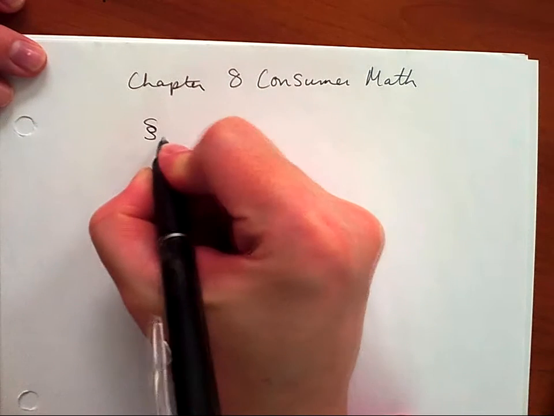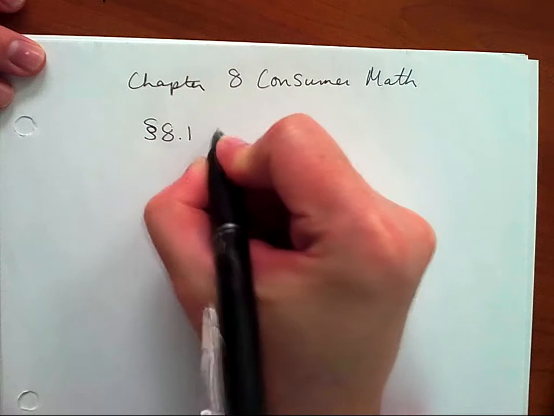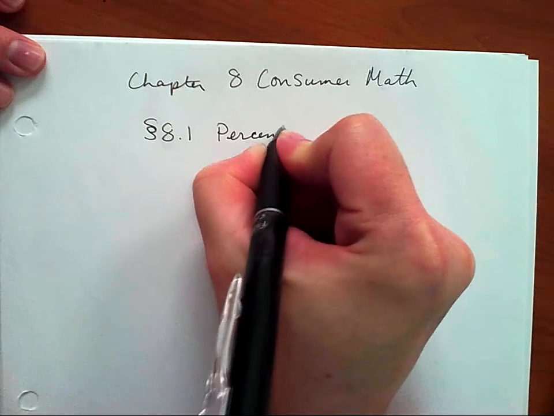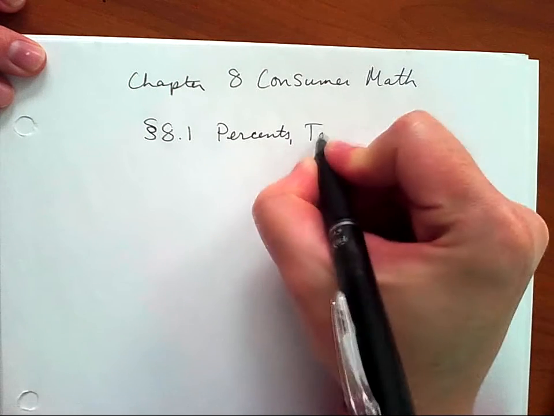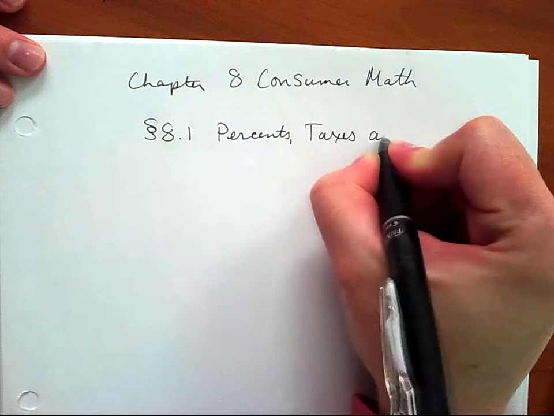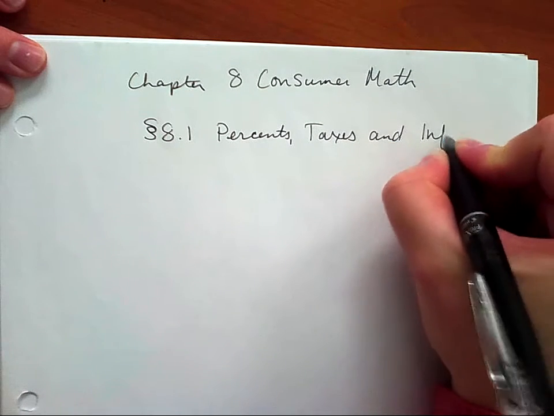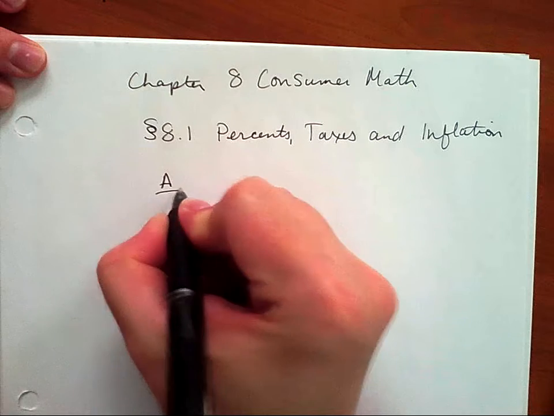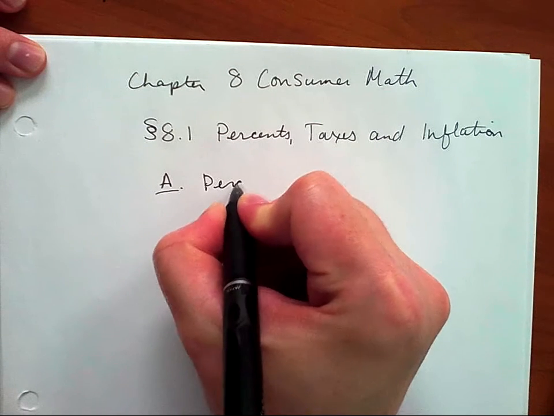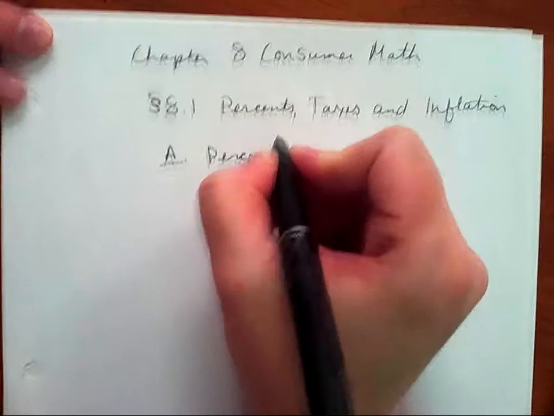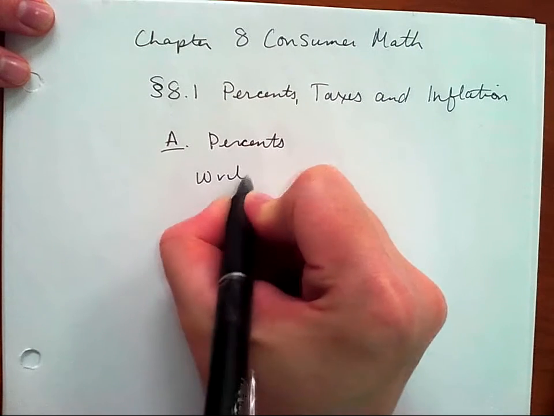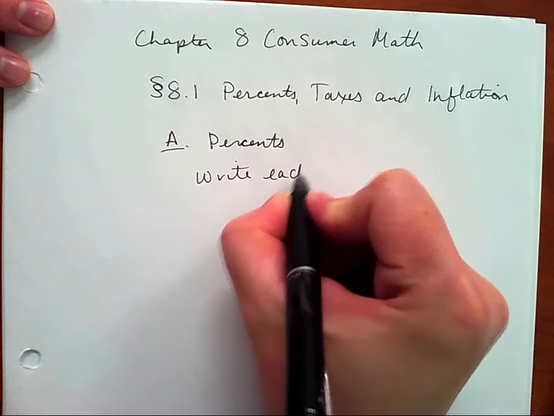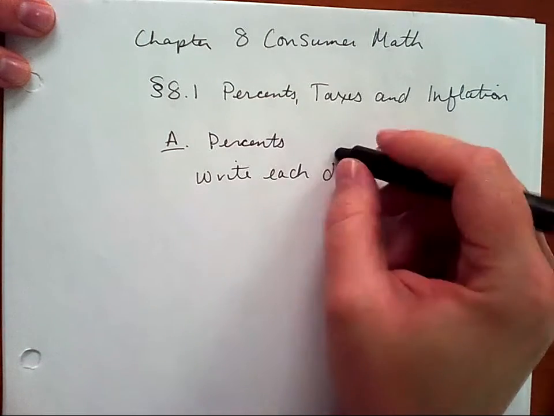So section 8.1 is percents, taxes, and inflation. Okay, so first we'll talk about percents. So write each percent as a decimal.